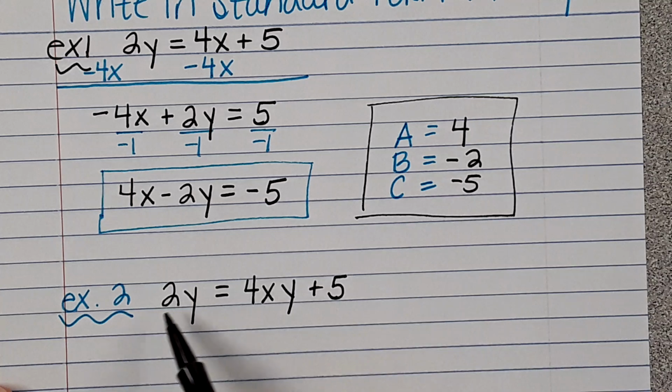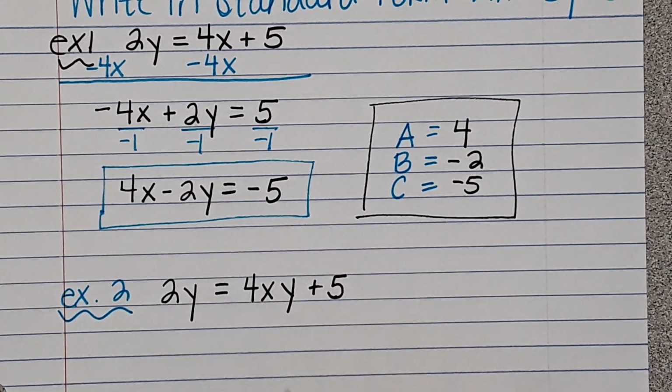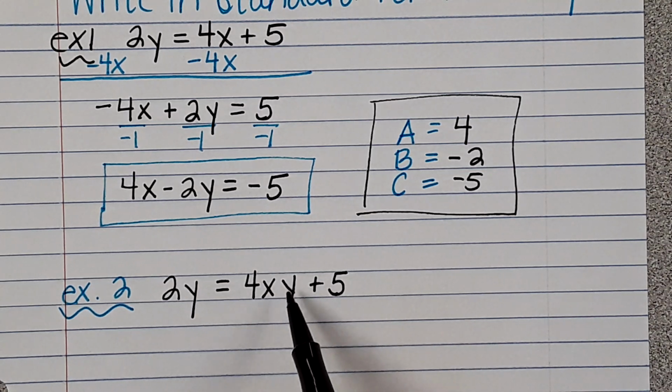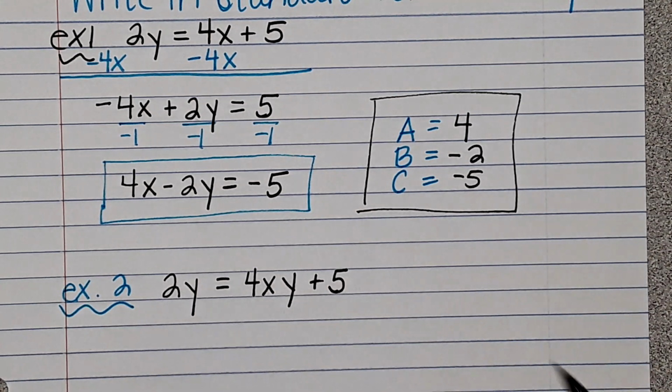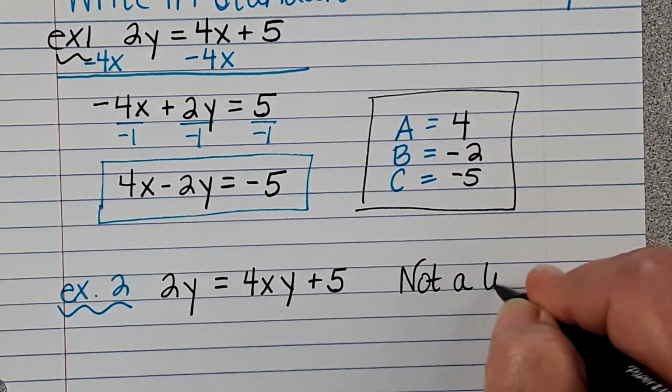So I see a y, so that's perfect. But over here, I see a 4xy. Now, I didn't mention this when we were talking about it. I told you no square roots, no x squareds, but x is also not by itself. It's being multiplied by y. So as soon as you see x, y together, like a 4xy, this is not a linear function, so you cannot write it in standard form.